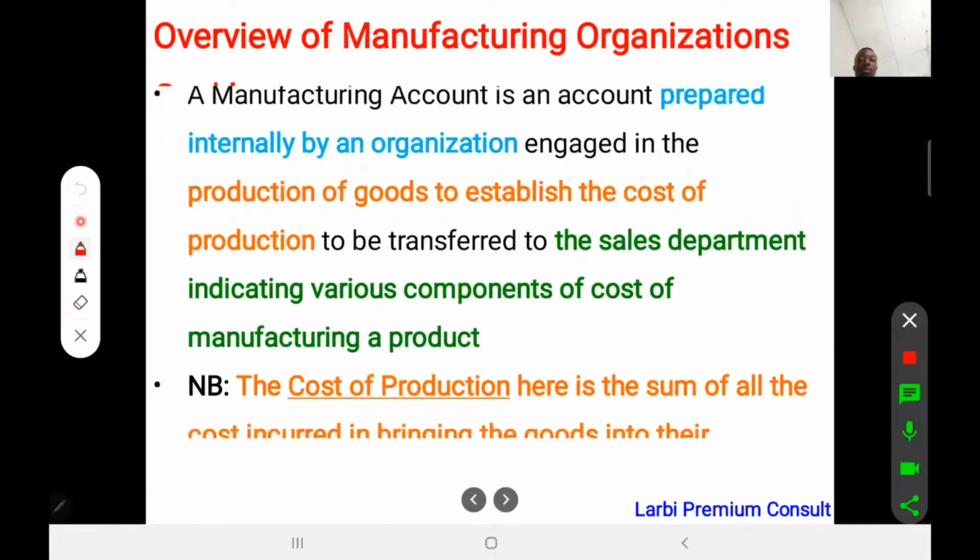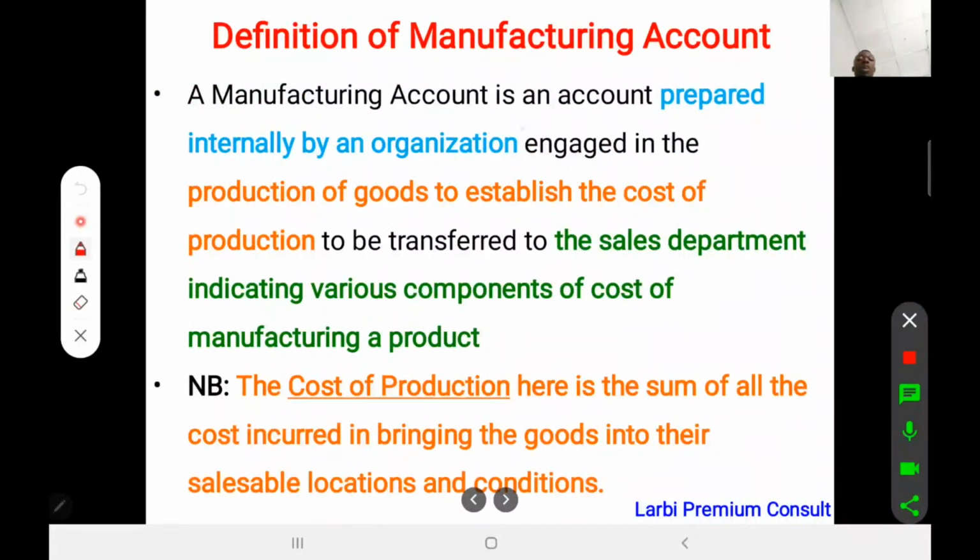So let's see the formal definition here. The manufacturing account is an account prepared internally by an organization engaged in the production of goods to establish the cost of production. What do you mean by the cost of production here? We will define from this.